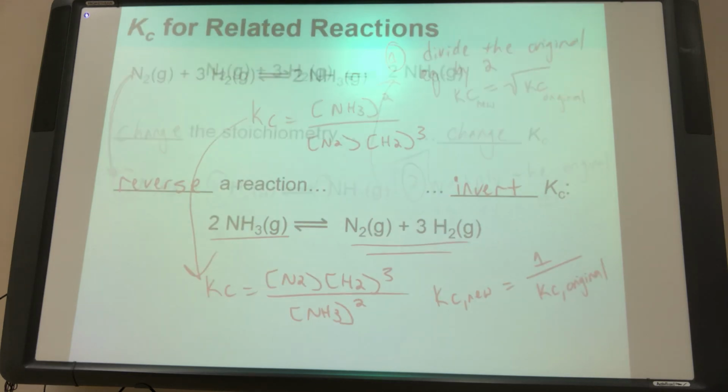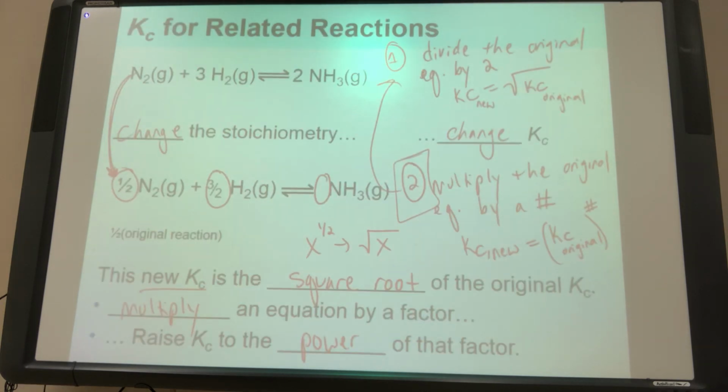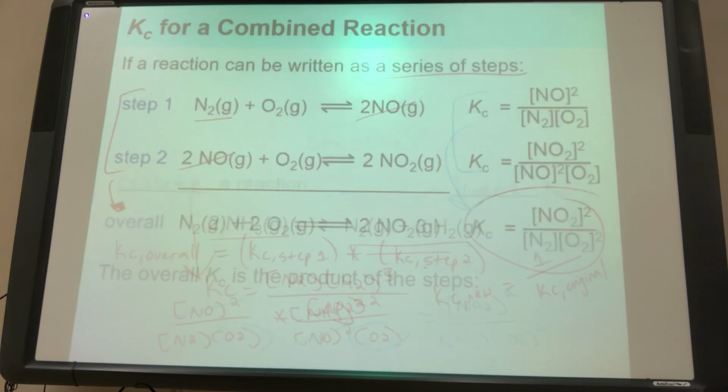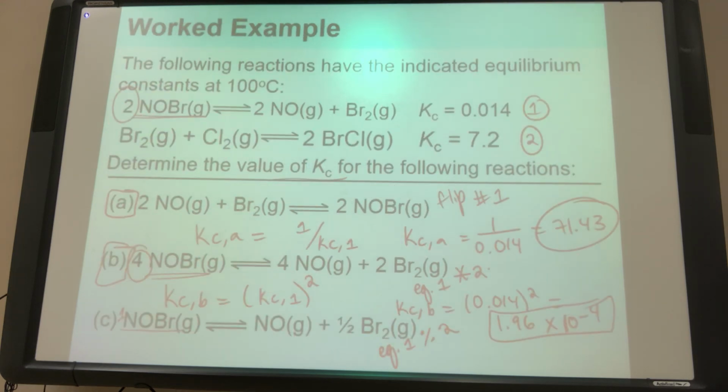So let's go back. What do we do if I'm dividing my original equation by 2? Right here at the top. It says divide the original equation by 2. My new KC is the square root of my old KC. My new KC is equal to the square root of my old KC. So, erase this. My new KC is the square root of 0.014. So my new KC is gonna be 0.12.